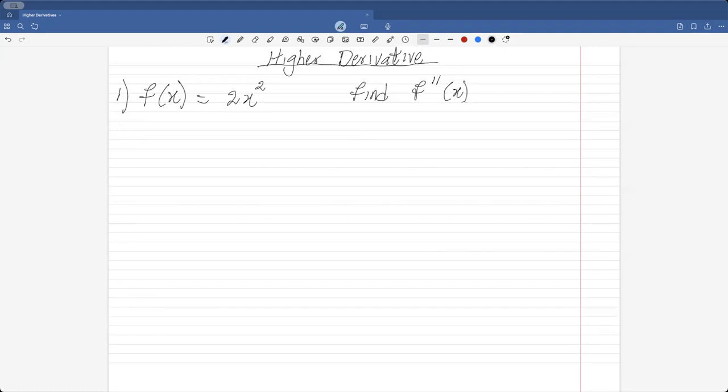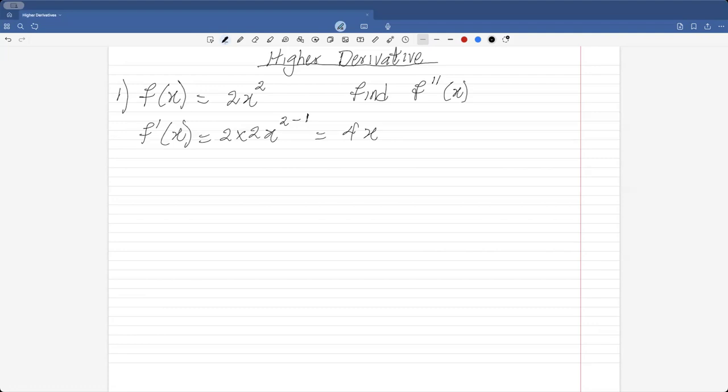That is, find the first derivative, which is f prime x equals 2 multiplied by 2x to the power of 2 minus 1, which equals 4x to the power of 1. That is the first derivative.